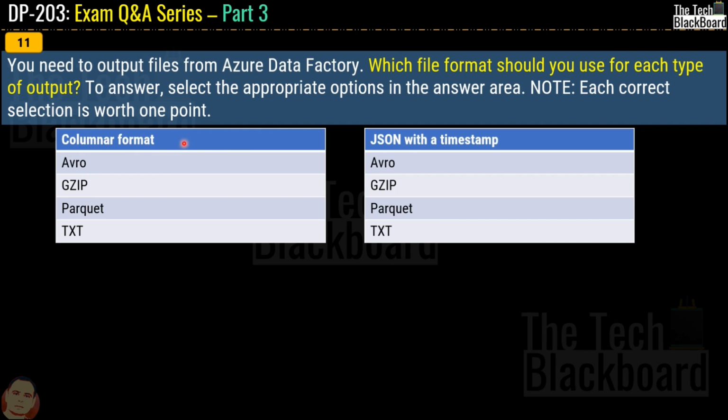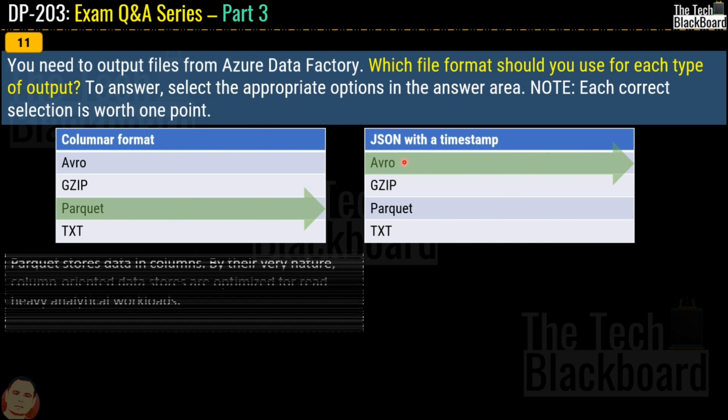The first one is columnar format. The second one is JSON with a timestamp. For each of the outputs, you have to tell the correct file format. Let me give you the answers first and then I will give you more details on each of the answers. So the answer for the first one is Parquet and the answer for the second one is Avro.